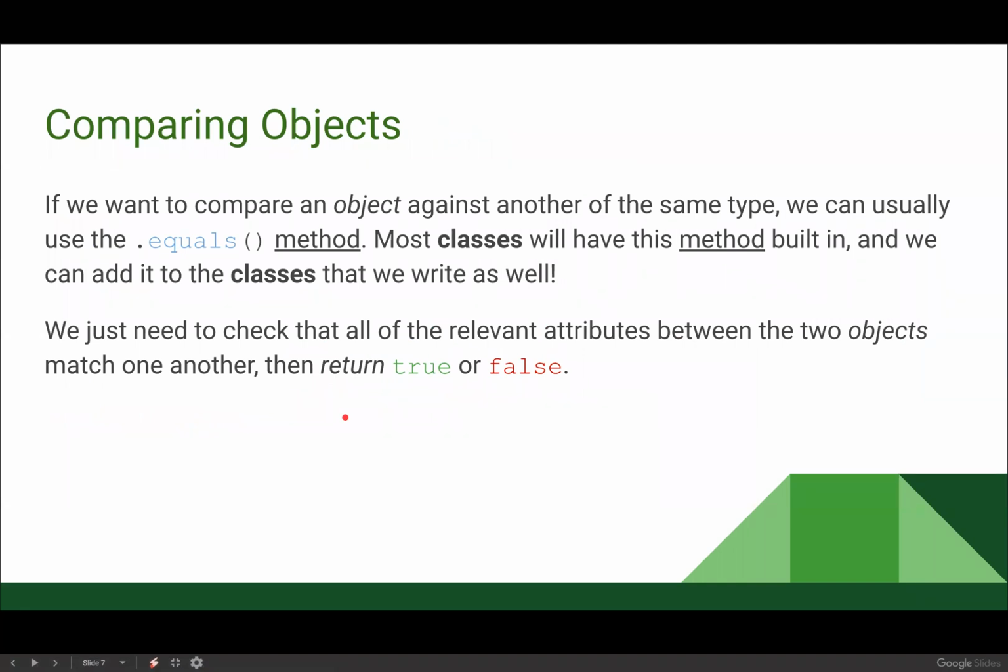So if we actually want to compare an object against another object of the same type, we can usually use the .equals method. Most classes are going to have that method built in. So if we are using another class, so if we're importing one, we can use that .equals usually. And we can also add a .equals to the classes that we write if we're expecting to compare classes to each other. When we write our own .equals, we just need to make sure that all of the relevant attributes between our two objects are the same as each other. And if they are, we'll return true, otherwise we'll return false.